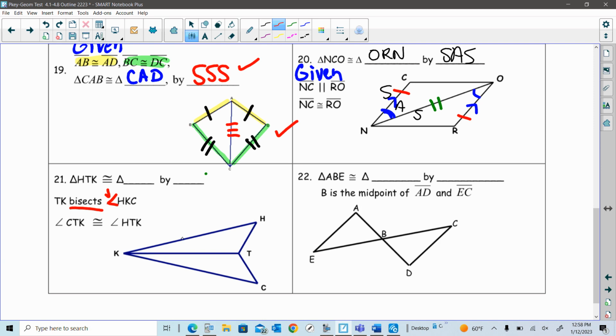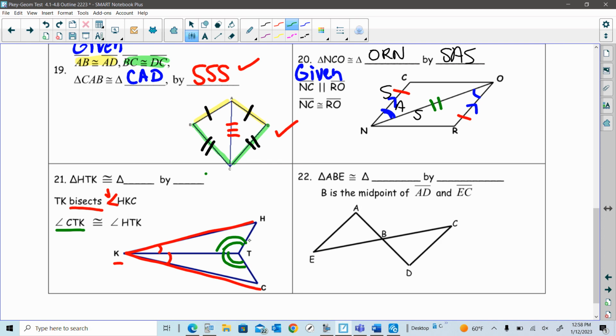So I'm going to split the angle HKC. If you're not sure, you can trace the letters HKC and stop at the middle letter. So I'm going to put an arc right here at K. There's showing bisects. Then we also have angle CTK. Again, C to T to K. Stop at the middle letter. There's your T. Put a double arc there. It's congruent to HTK. Double letter.